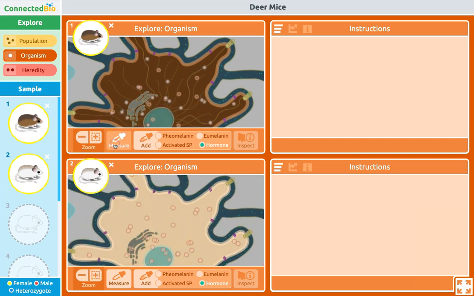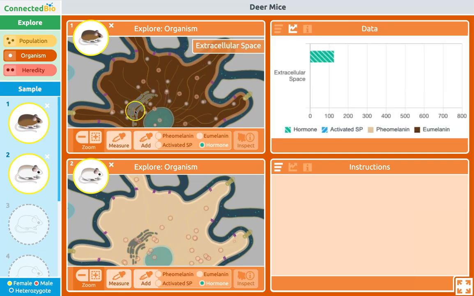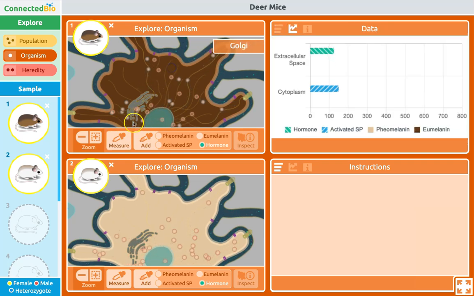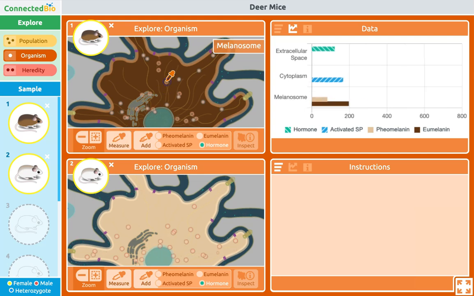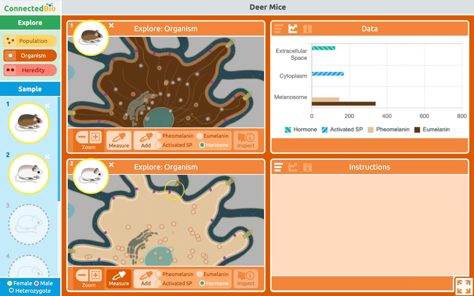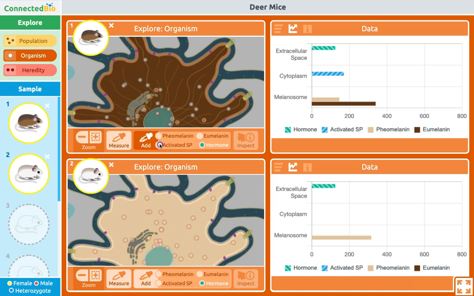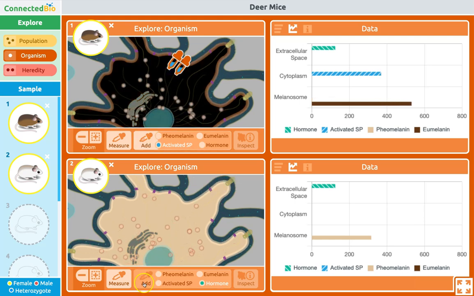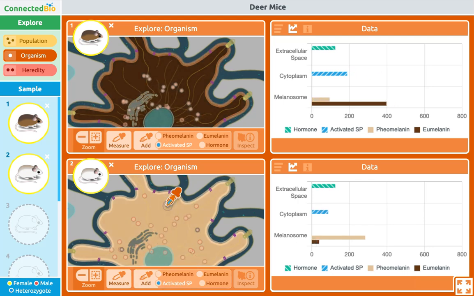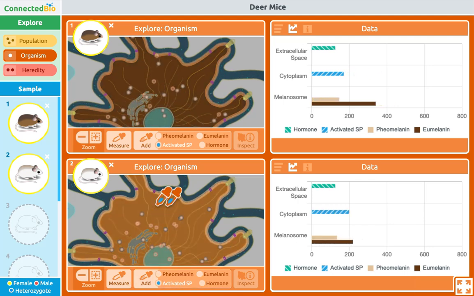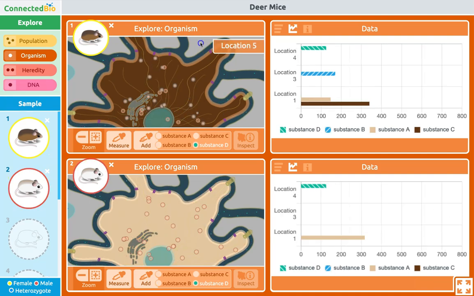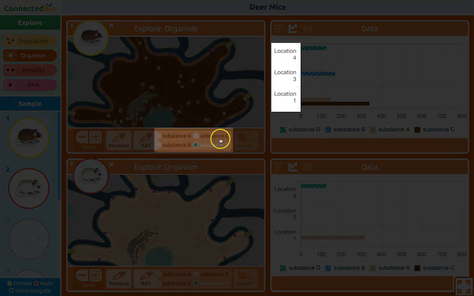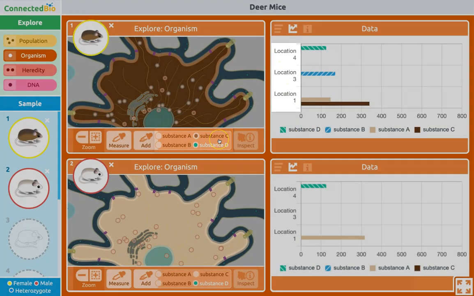Students collect data by measuring substances present in the fur color producing cells in various locations and comparing their results in dark brown versus light brown fur color cells. Students do experiments by adding substances to each region, noting the changes in the cells and the difference between cell types. The simulation can be configured to hide the names of the cellular regions or the names of the substances for assessment purposes.